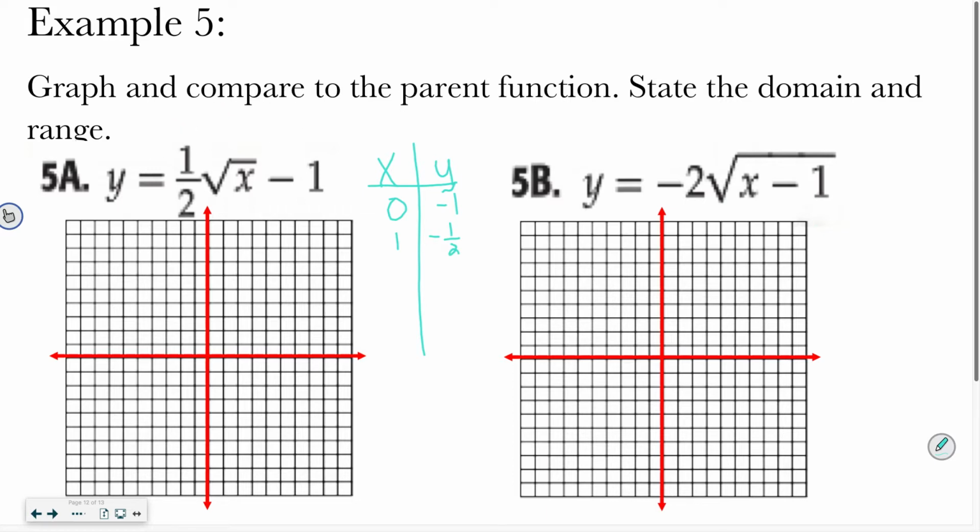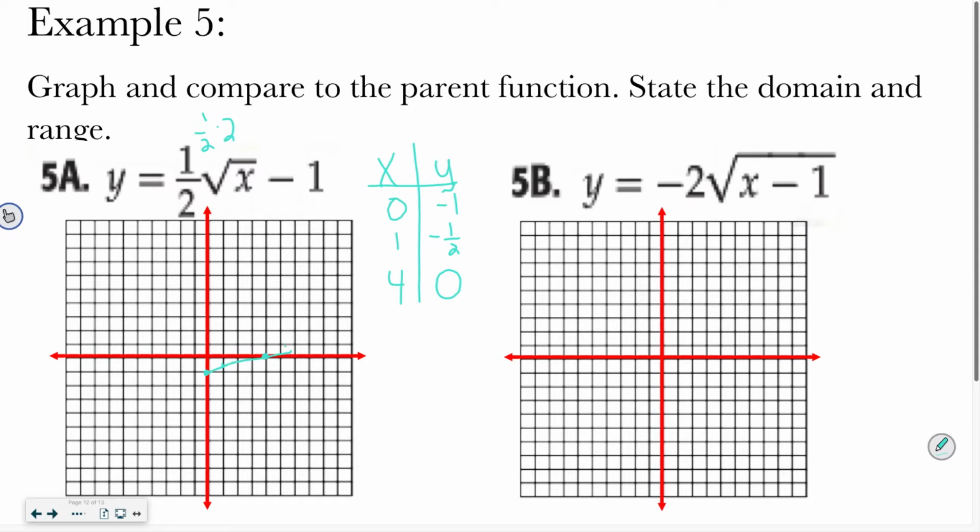And then let's do another perfect square. If I plug 4 in, the square root of 4 is 2 times 1/2. 1/2 times 2 is 1. 1 minus 1 is 0. So if I plot those points, 0, negative 1, 1, negative 1/2, and then I have 4, 0.